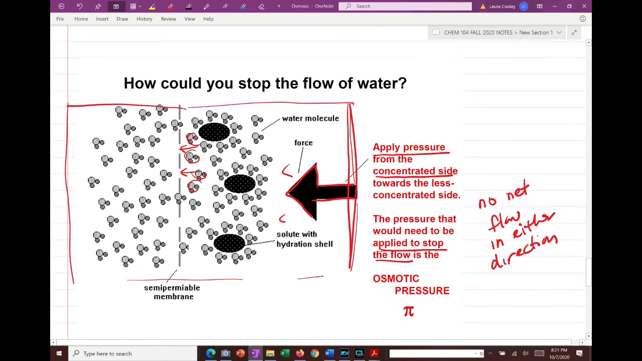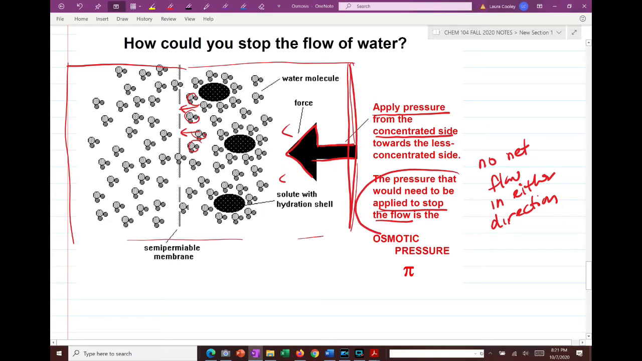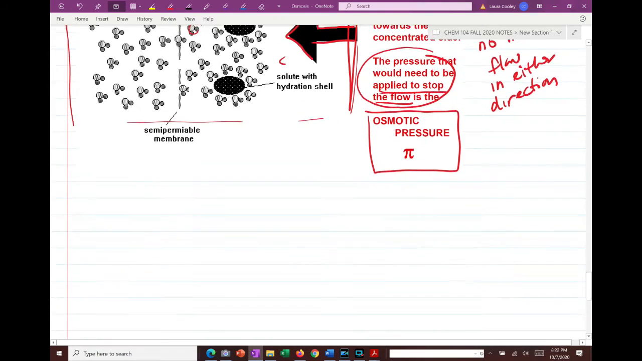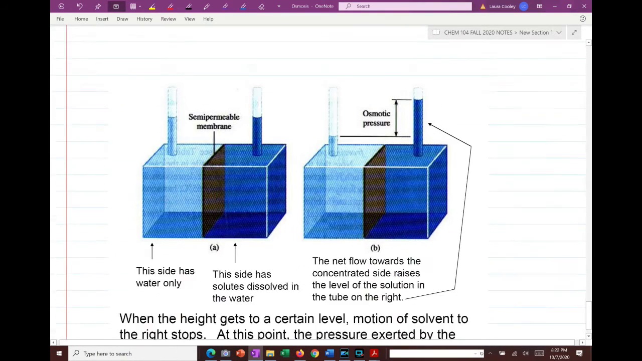So the pressure that you need to apply to stop the flow is what we call the osmotic pressure. And we give it the symbol pi. That's why we call it osmotic pressure, because if you apply that pressure in the other direction, it will stop the flow. Well, there's other ways of looking at this, and here's a very good other way of looking at it.